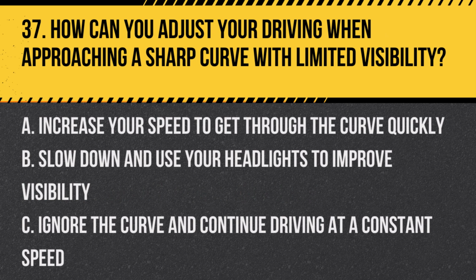Question 37. How can you adjust your driving when approaching a sharp curve with limited visibility? A. Increase your speed to get through the curve quickly. B. Slow down and use your headlights to improve visibility. C. Ignore the curve and continue driving at a constant speed. Answer: B. Slow down and use your headlights to improve visibility. When approaching a sharp curve with limited visibility, you should slow down, use your headlights to improve visibility, and proceed with caution to safely navigate the curve.